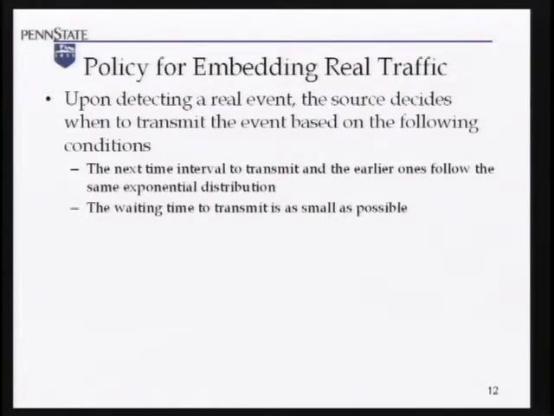The first one is the next time interval to transmit and the earlier ones follow the same exponential distribution, which means when you determine the next time interval for the real event, after you add this interval to the original time interval sequence, it's still an exponential distribution, right? Because otherwise the attacker will know this distribution has been changed. Then it can say, okay, there's a real event.